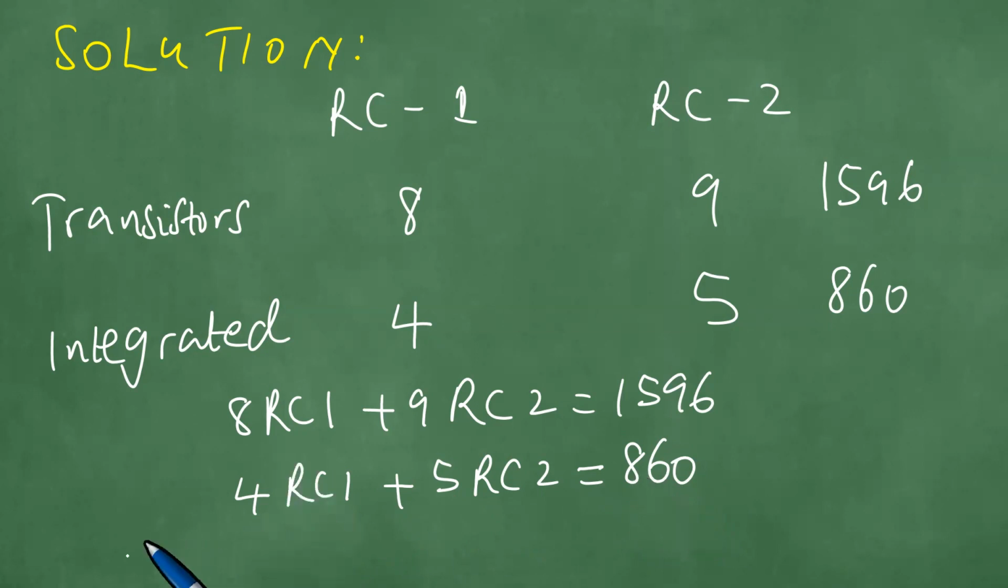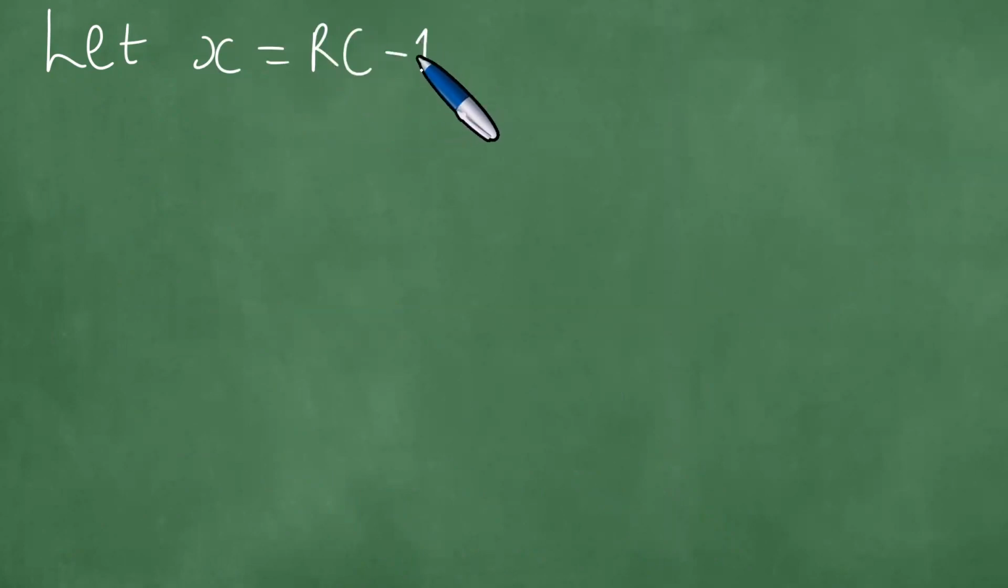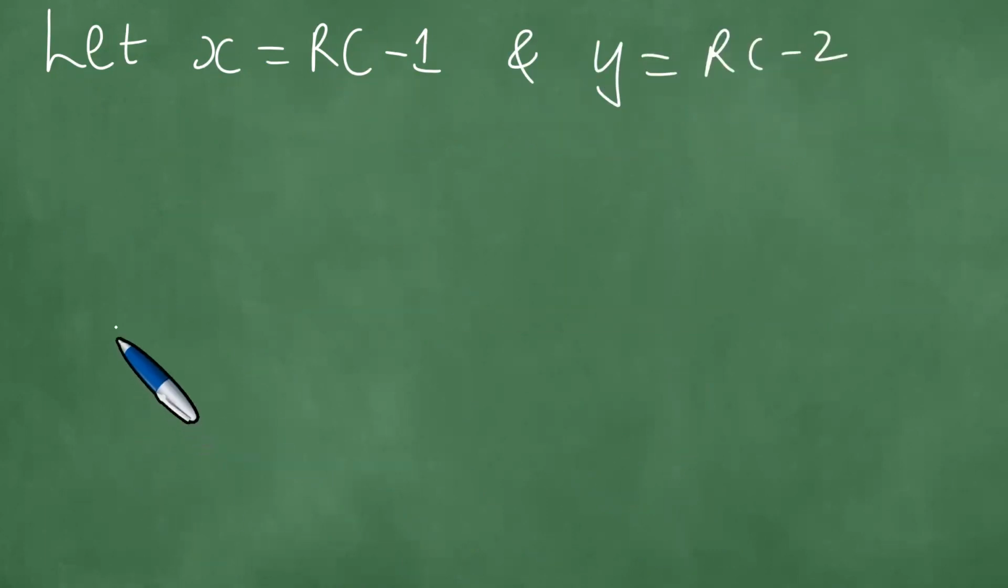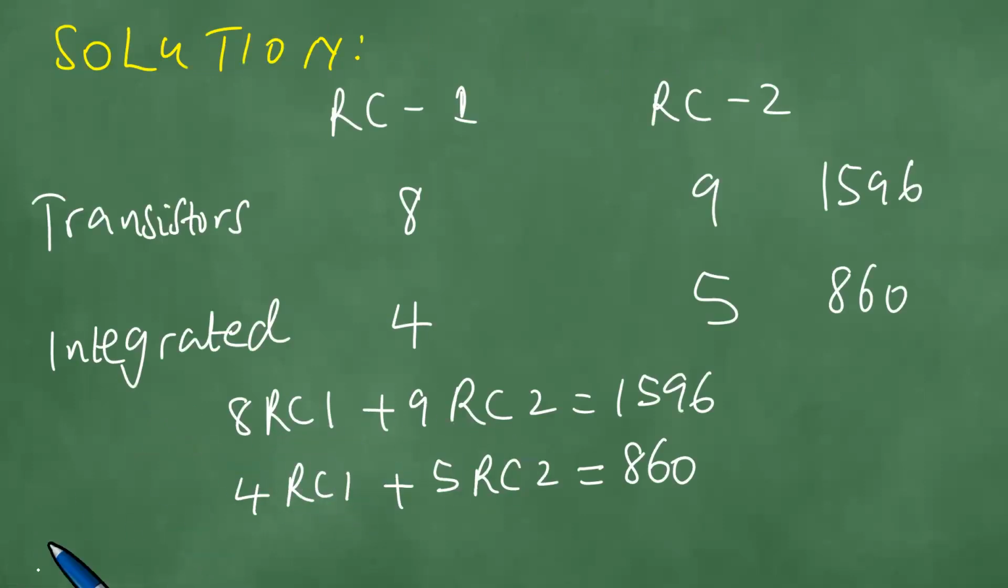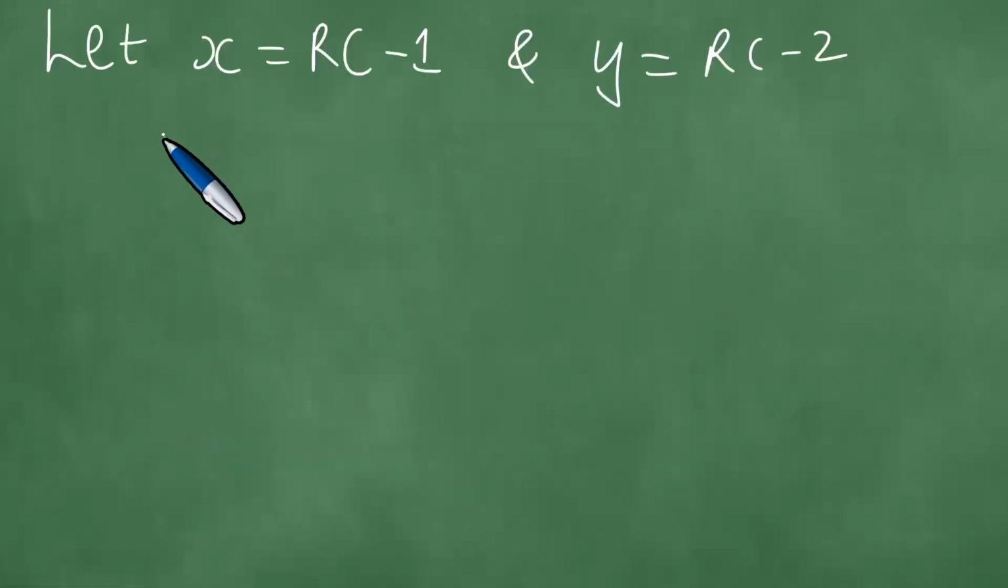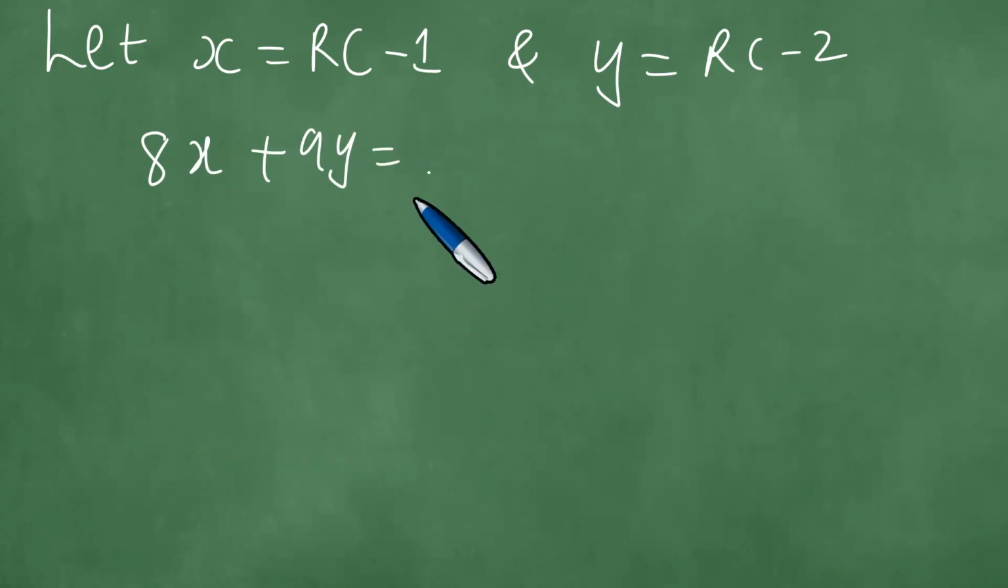And so we proceed. From this point onwards, you can let X be the RC1 and Y be RC2. And therefore here you have 8X plus 9Y equals 1596.